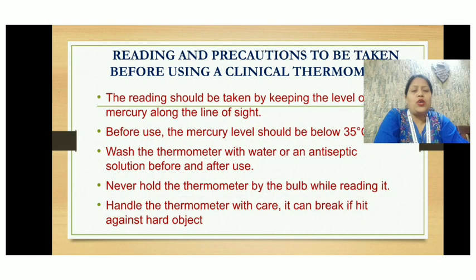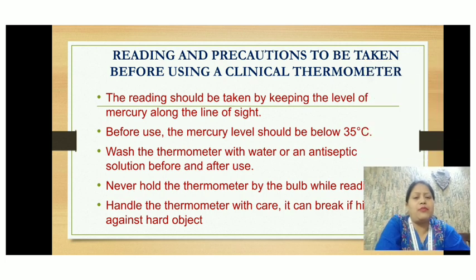While using these thermometers, we need to follow some precautionary measures. So let us discuss the reading and precautions to be taken before using a clinical thermometer. Let us read that. The reading should be taken by keeping the level of mercury along the line of sight. This is point number 1.